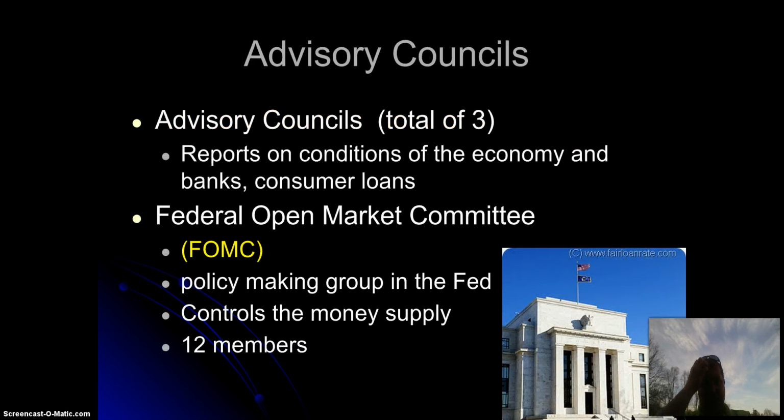Advisory councils, there's a total of 3. They report on conditions of the economy, banks, and consumer loans. The Federal Open Market Committee is known as the FOMC. This is the policy-making group of the Fed. Just say FOMC. It's a fun word. They control the money supply, and there are 12 members.